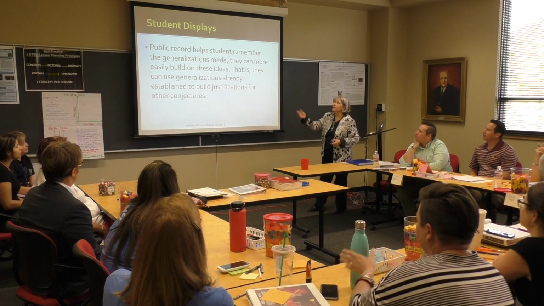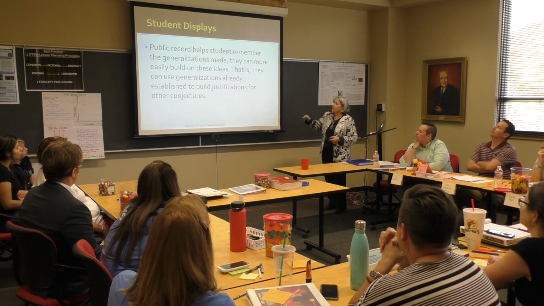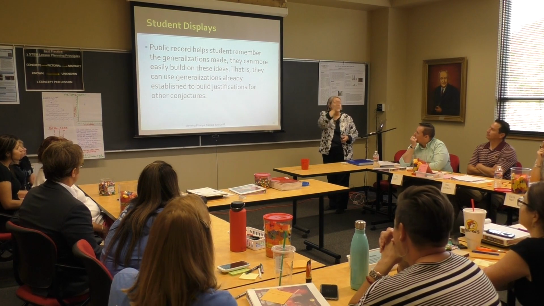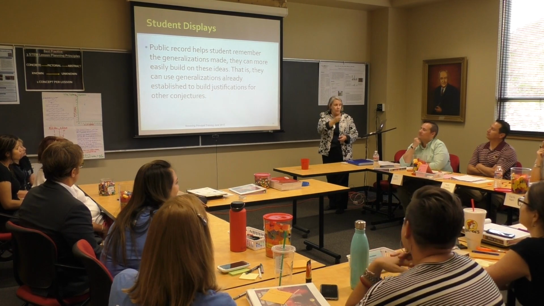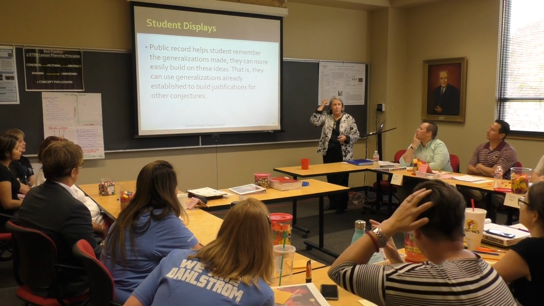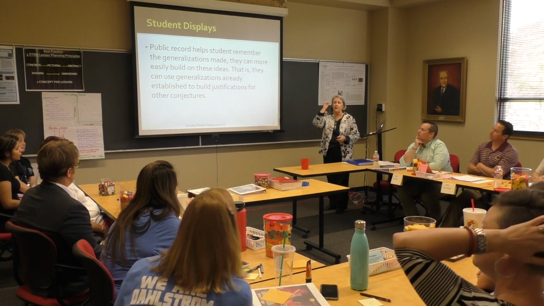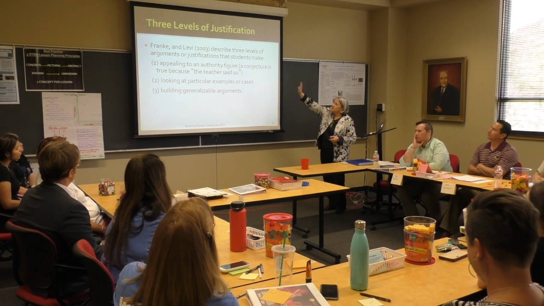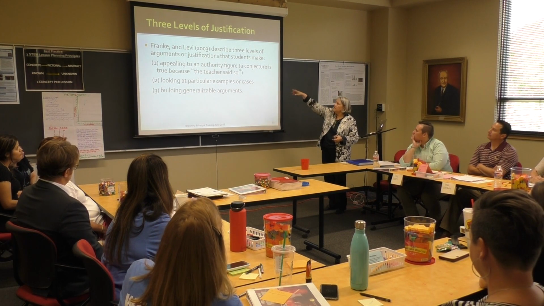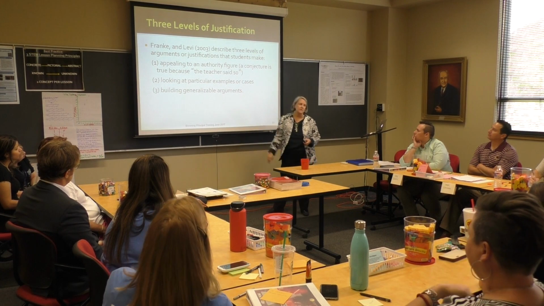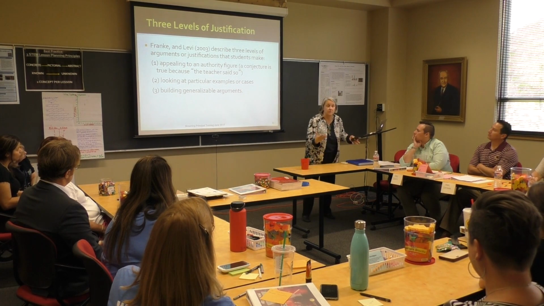Now, here's the important part about the student display. Public records of students is very important for them to explain, even if they don't want to, like Ms. Laurie. You know, they have to get up and explain what they're thinking, and it helps them implant it into their head even more deeply. Okay, it helps them conceptualize it even more deeply, because we don't want them to be like these examples. Frank and Levi decided in 2003 that there are 3 levels of justification. The first justification is appealing to an authority figure. My teacher said so.